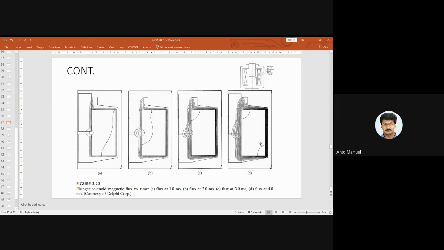These are the dynamic characteristics of the device. We can see how the flux inside the system moves the plunger towards the plunger stopper, or forward in the system. That's all about the plunger solenoid, its static and dynamic characteristics, when we go deep. Okay, thank you.